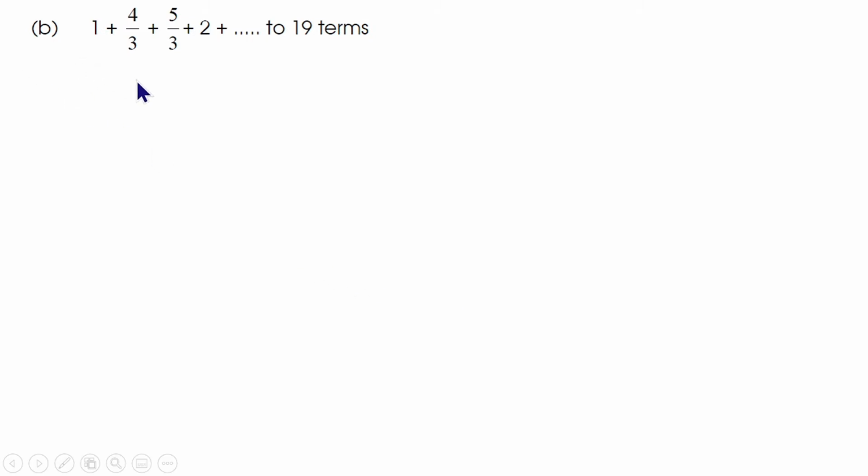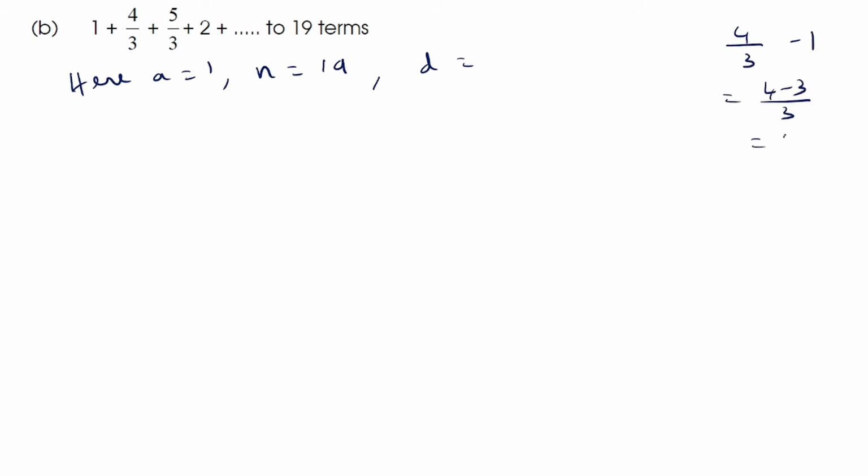Then we have 1 plus 4 by 3 plus 5 by 3 plus 2 plus up to 19 terms. So here a is equal to 1, n is equal to 19, d is equal to 4 by 3 minus 1. So it is (4 minus 3) by 3, which is 1 by 3. So d is 1 by 3.